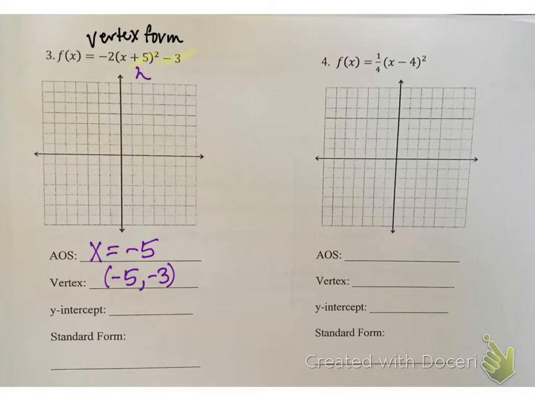Because we have h and then k. So I'm going to go left 5, down 3. Here's my vertex.